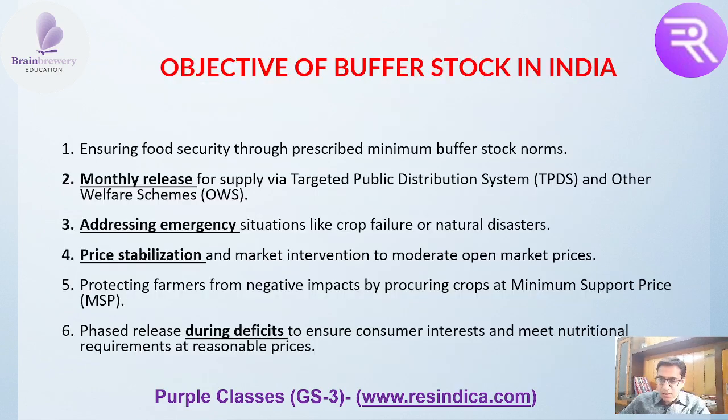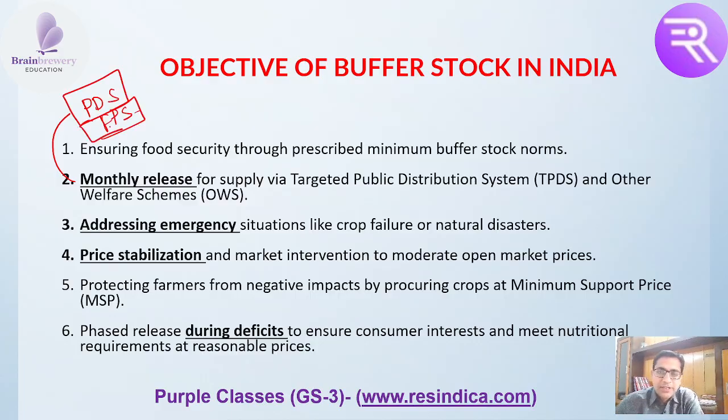Now, what is the objective of buffer stock? The main objective is monthly release under the PDS system. Every month the ration shop, the fair price shop, gets the monthly stock of food grain from the buffer stock itself. And if there is any other kind of welfare scheme, that is also supplied from the buffer stock. If any emergency situation arises, like crop failure, natural disaster, or any pandemic, again this buffer stock is released in order to ease down the prices.